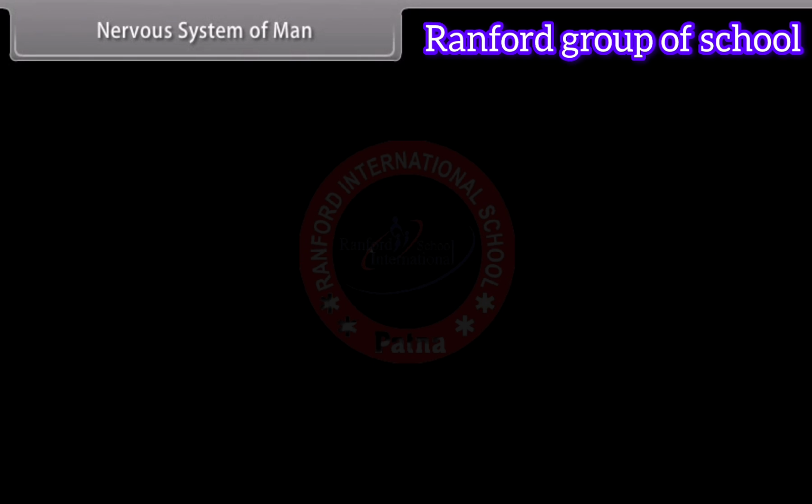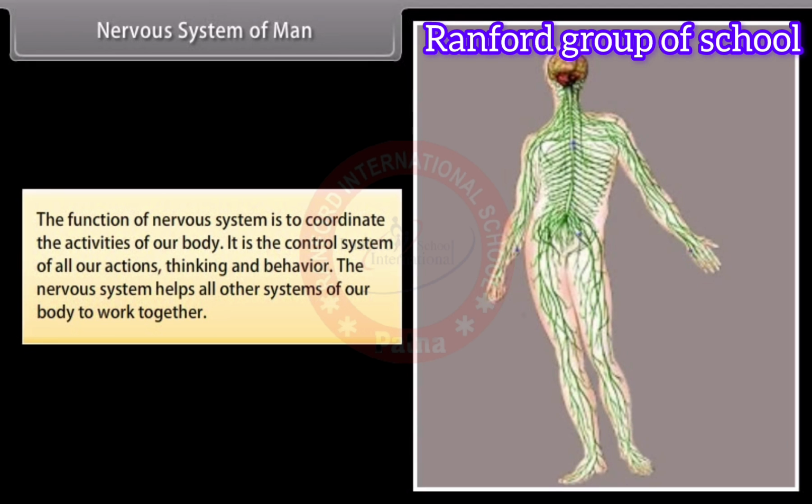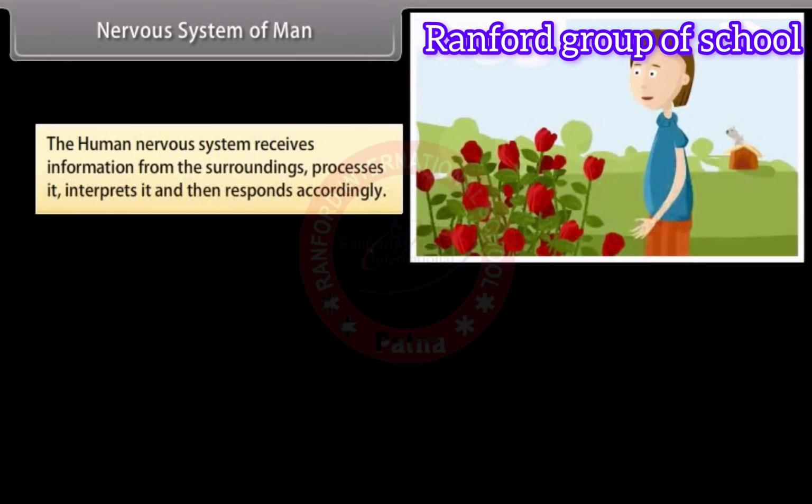Nervous system of man. The function of nervous system is to coordinate the activities of our body. It is the control system of all our actions, thinking, and behavior. The nervous system helps all other systems of our body to work together. The human nervous system receives information from the surroundings, processes it, interprets it, and then responds accordingly.